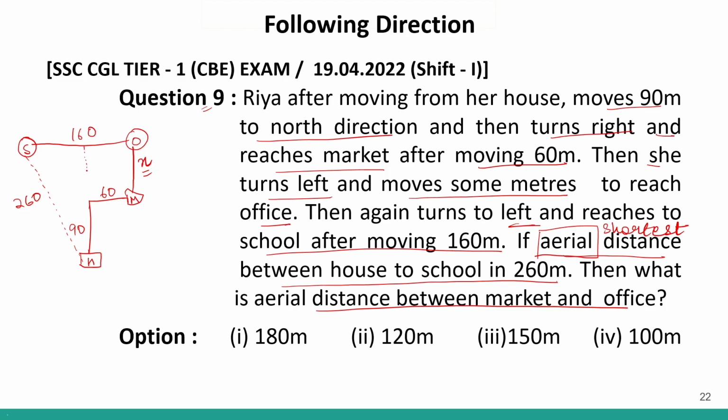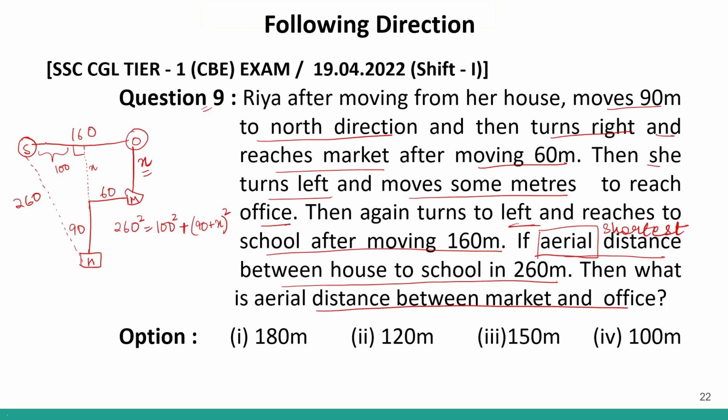Here, if I draw a line like this, it will be a right angle triangle, correct? According to this, the square of 260 will be equal to how much? This is 60, this is 160, so this difference will be 100, correct? 160 minus 60. So it will be equal to 100 square plus, this is 90 and this will be x, so 90 plus x square. This much information you understand?